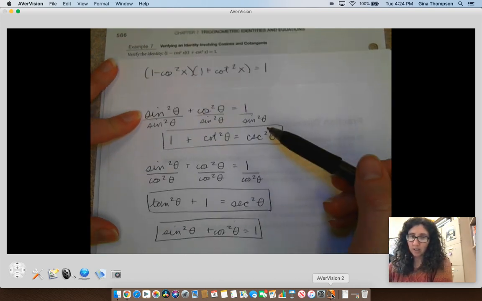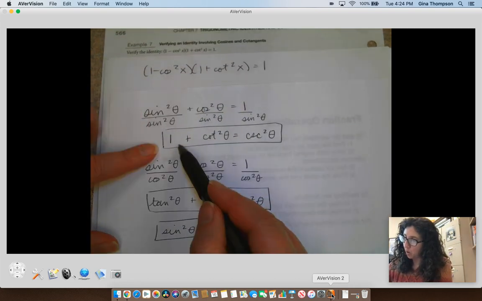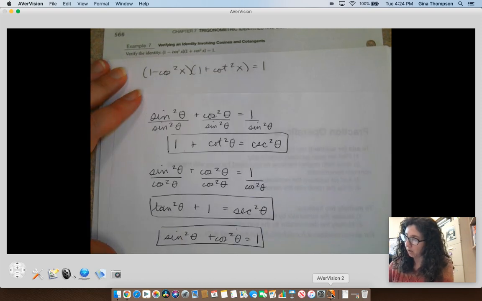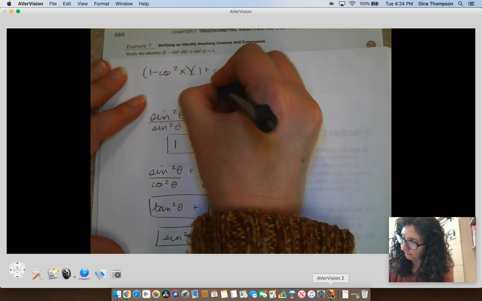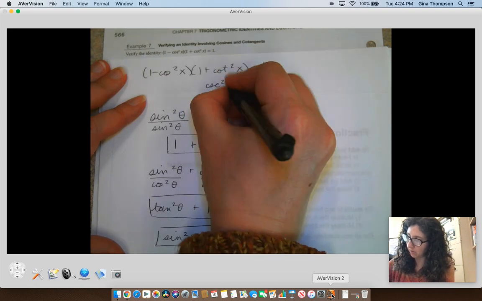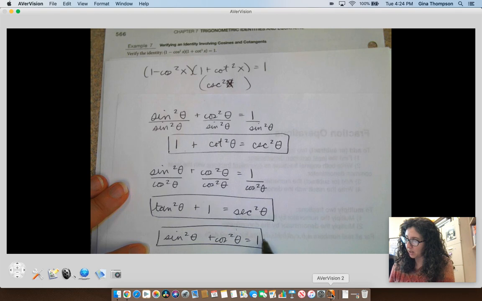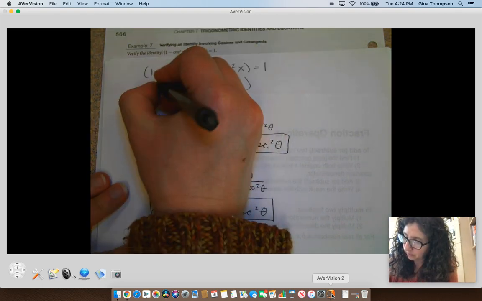Can we use any of these? Let's see. Ooh, a 1 plus cotangent squared. I could replace that with cosecant squared. Or x, I guess, not theta. 1 minus cosine squared is going to be sine squared.